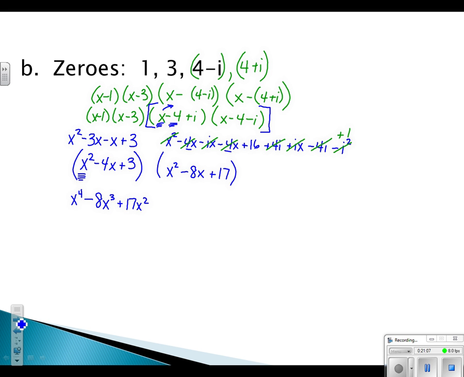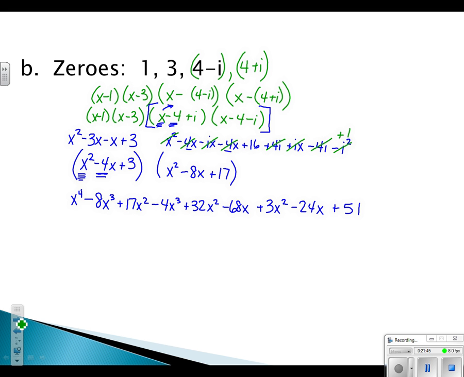Moving on to my negative 4x. Negative 4x times x squared is negative 4x cubed. Negative 4x times negative 8x, positive 32x squared. Negative 4x times 17 is a negative 68x. I'm done with this one. Moving on to the last. I've got the 3 to use yet. 3 times x squared is positive 3x squared. 3 times negative 8x, negative 24x. 3 times 17 is a positive 51.